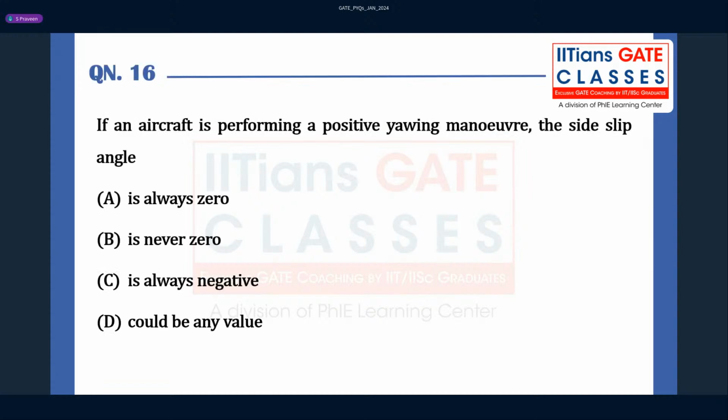Next question, take this one. If an aircraft is performing a positive yawing maneuver, the side slip angle is, four options: always zero, is never zero, is always negative, could be any value. Let's try to do this one. Pretty simple one.